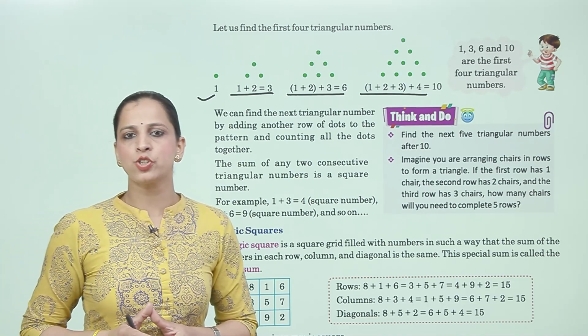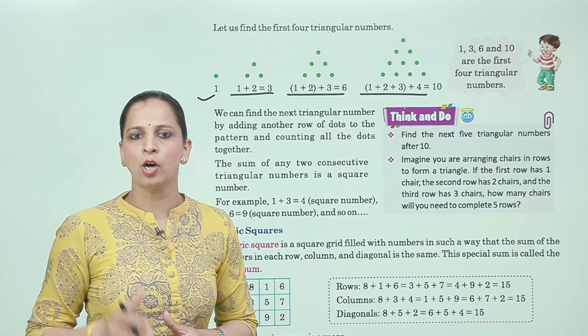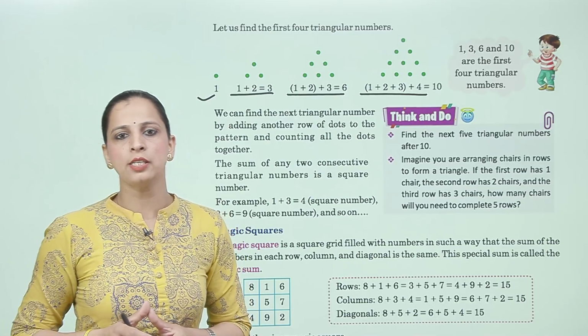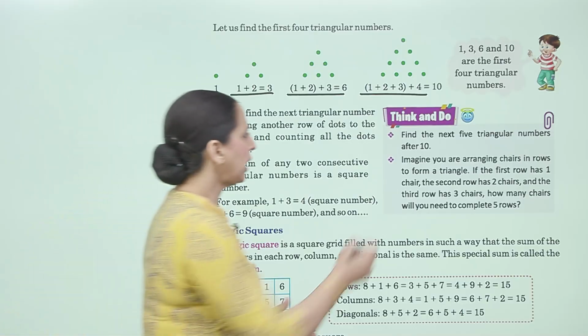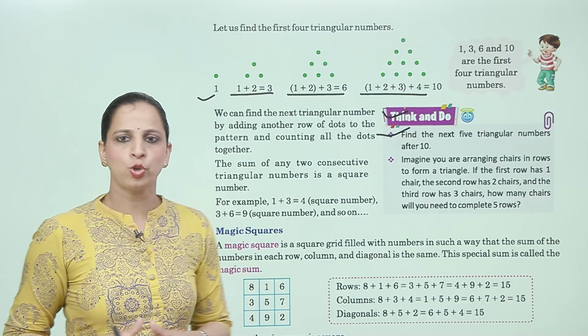We can find the next triangular number by adding another row of dots to the pattern and counting all the dots together. The sum of any 2 consecutive triangular numbers is a square number. Now think and do. Find the next 5 triangular numbers after 10. So children, you will try the question yourself.